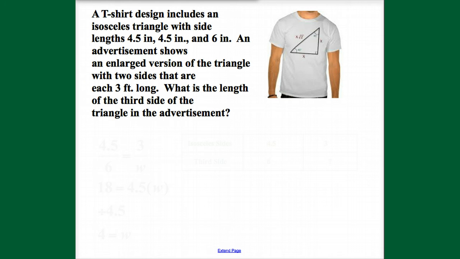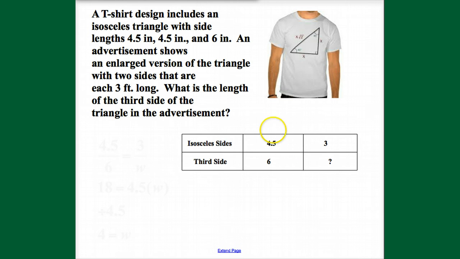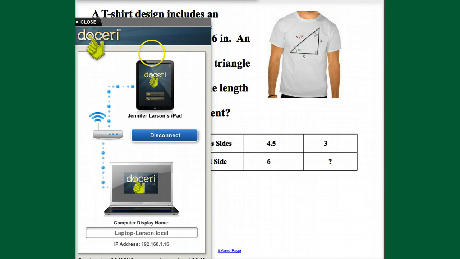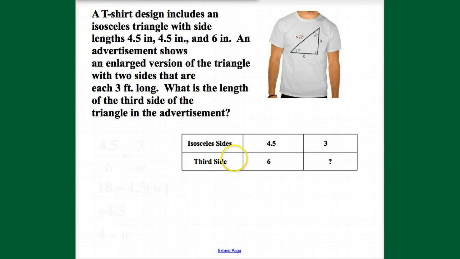So when we set up that ratio box, again, here's my original triangle. The isosceles sides are 4.5 inches long, and the third side is 6 inches. Here I have 3 feet for the isosceles side, and I'm trying to figure out the third side. And it's the same idea. I can use this fraction, or this ratio, and make it proportional to this ratio. Even though we have inches and feet, the idea of proportion in this case is that the 4.5 inches is the same as 3 feet. So I want to make sure that I put this together. Let's see how you do.